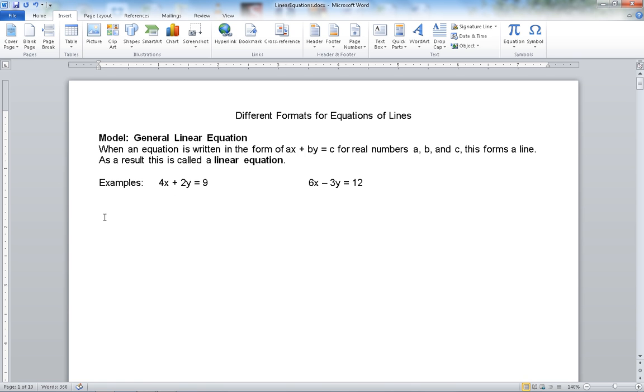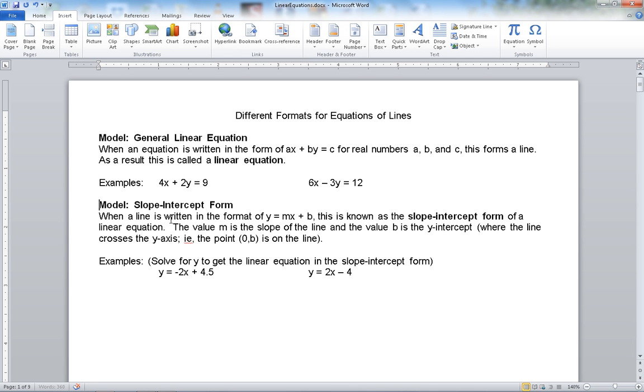So for example, we could have an equation written as 4x plus 2y equals 9, or a second example would be 6x minus 3y equals 12. And we'll use these examples in all three equations just so we have consistency and you can follow the equations in different formats.